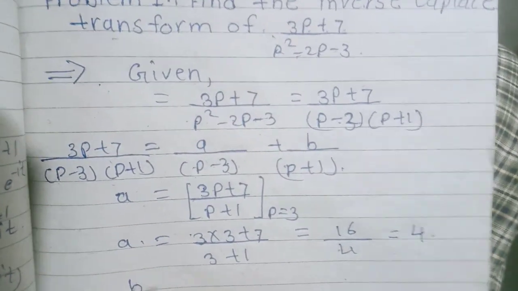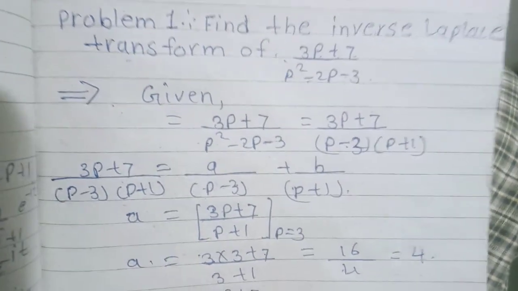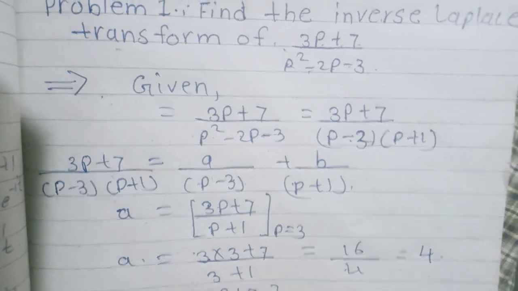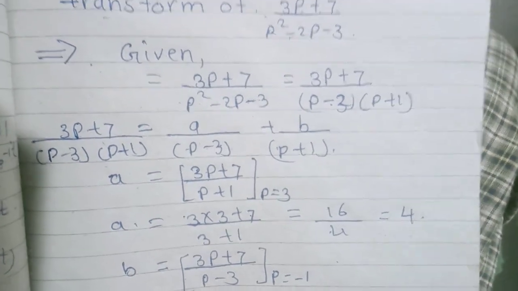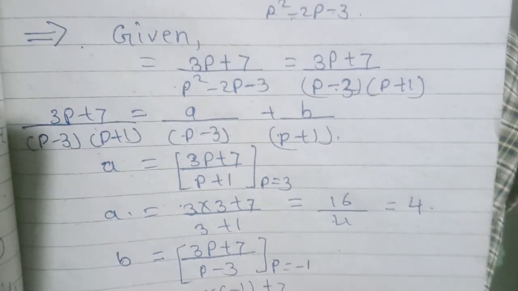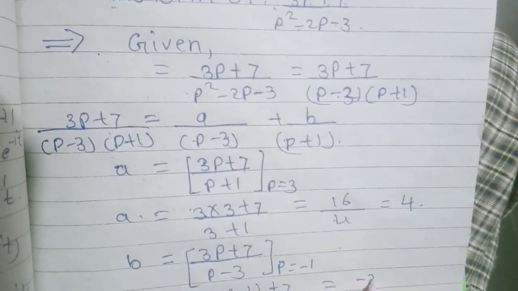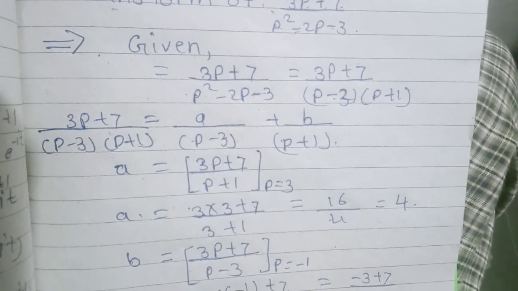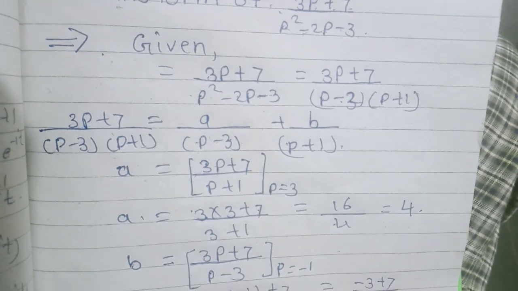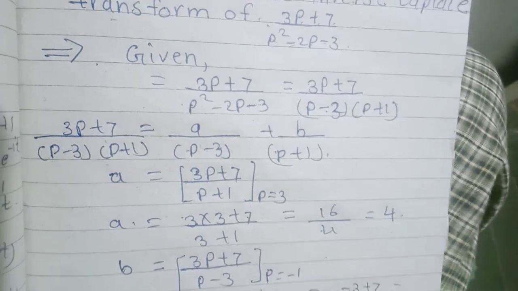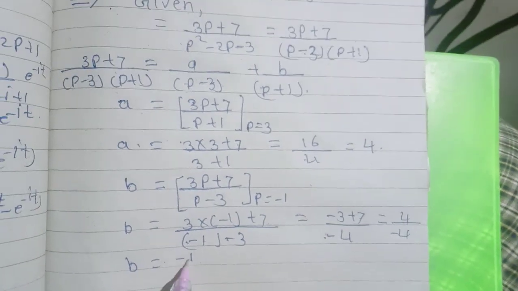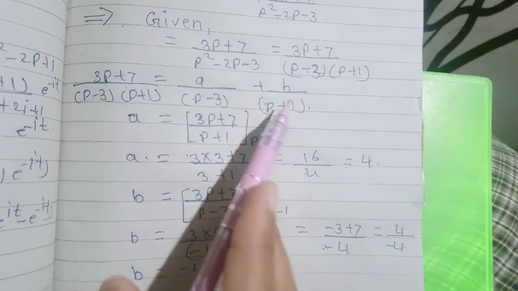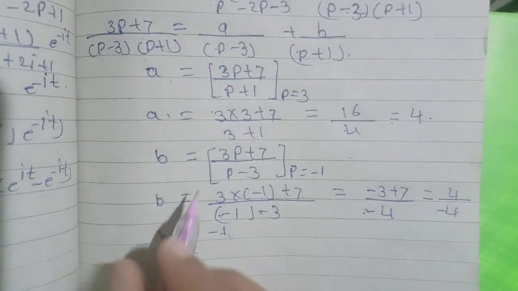So a is equal to 4, then b is equal to 3p plus 7 divided by p minus 3। here p is equal to minus 1। so put here p is equal to minus 1, then our answer is minus 3 plus 7 divided by minus 1 minus 3, this is also equal to 4 divided by minus 4। so b is equal to minus 1 and a is equal to 4। so a and b value put here.